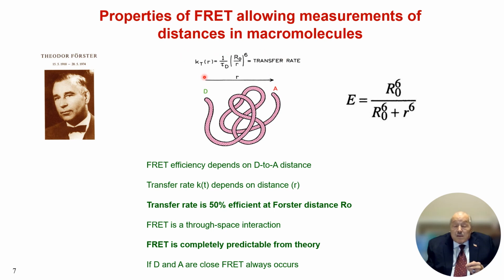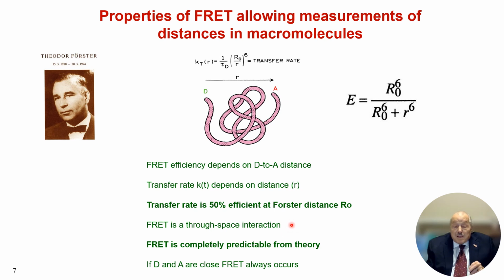This is the fundamental equation for the transfer rate, and this is actually going to be very significant. So the transfer rate is dependent on distance, and it's given by this ratio of R0 to R to the 6th power, and it's preceded by the reciprocal of the lifetime. So what does this tell us? FRET depends on the donor-acceptor distance. The rate depends on the distance. We already said 50% energy transfer occurs at the Förster distance, which is something that gets experimentally determined.